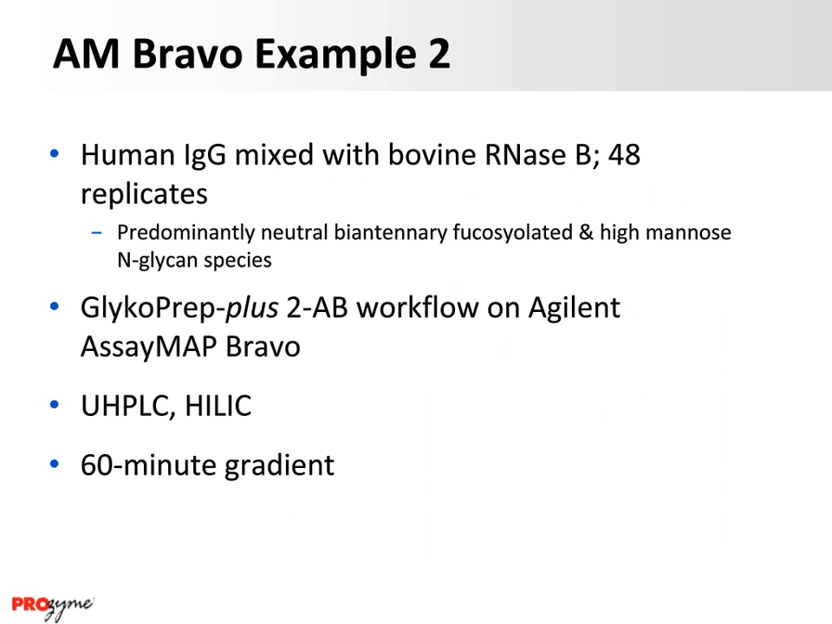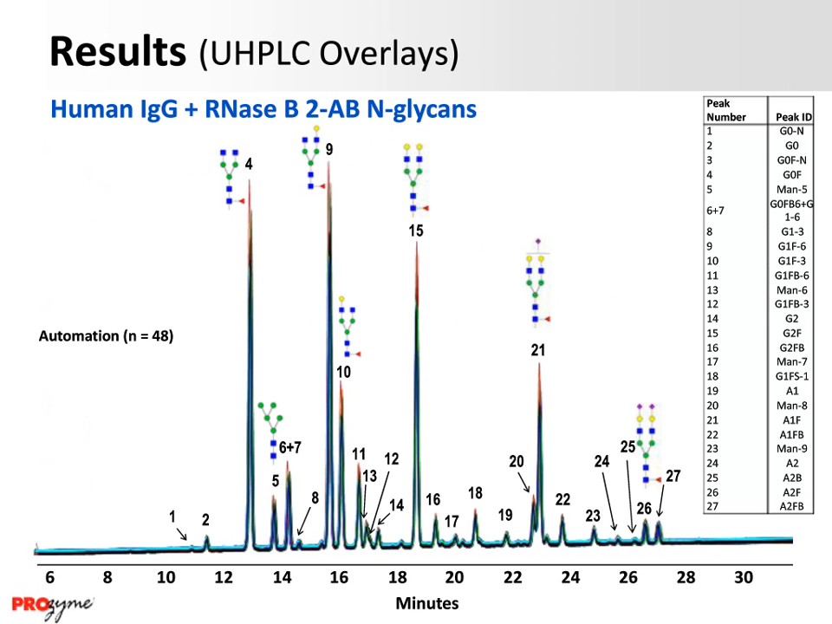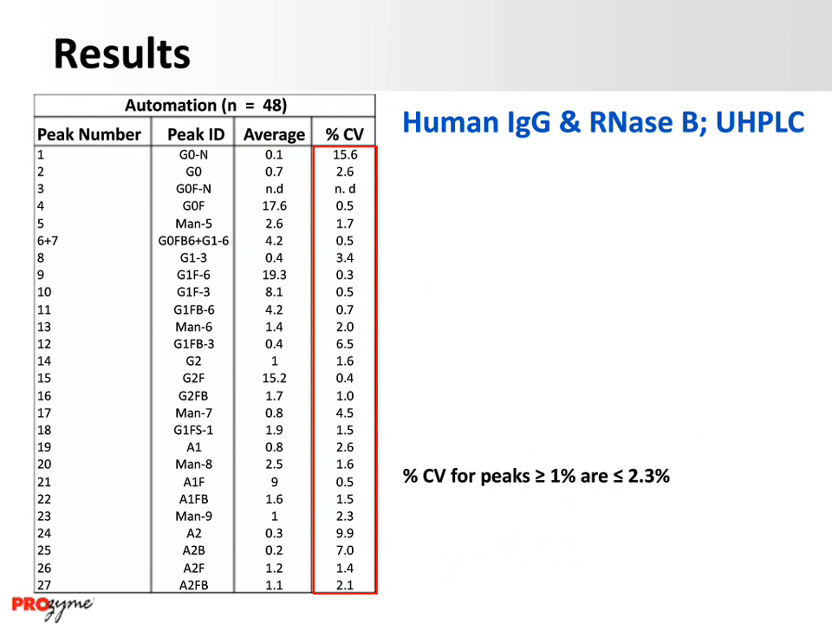Again, we analyze the data using HILIC, and this time, because there are a lot of glycans present in the sample, we use a 60-minute gradient for a greater resolution. Here's the data shown as overlays of all 48 replicates, and again, the major peaks such as G0F and G1F. Here's the data for human IgG and RNase B N-glycans, 48 replicates in table format, and you can see that for the major glycans, again, such as G0F, percentage CV is quite low.